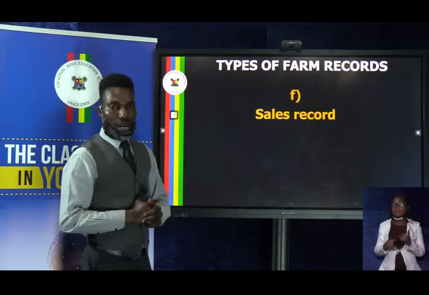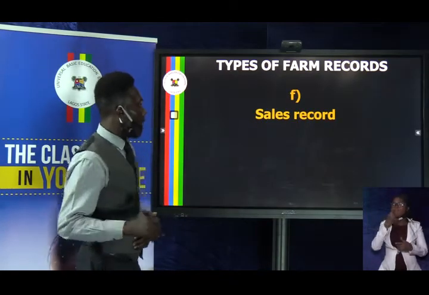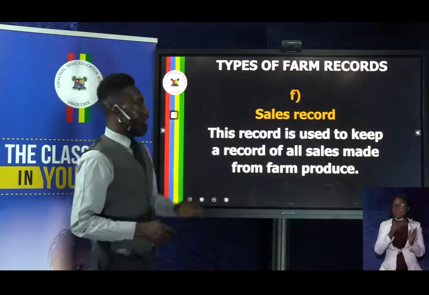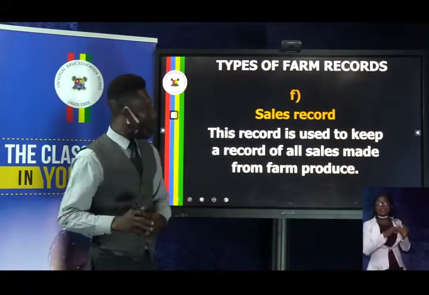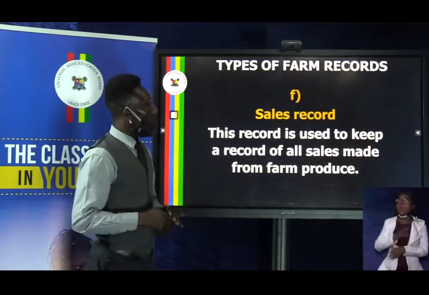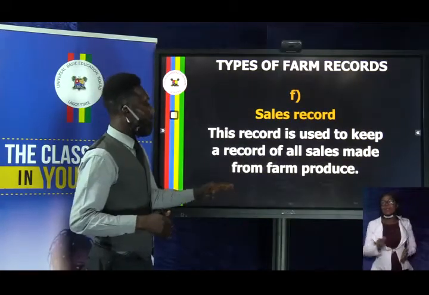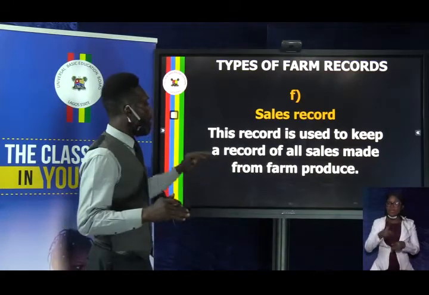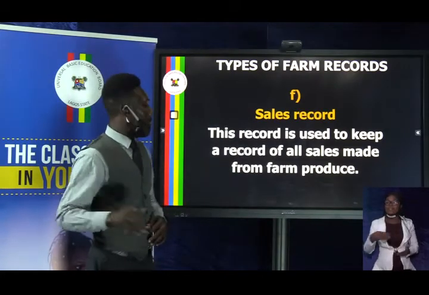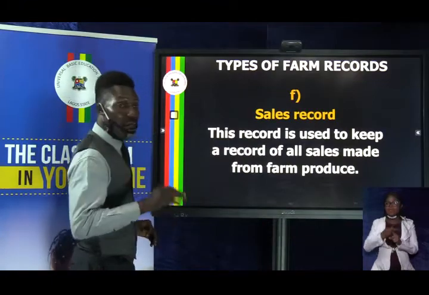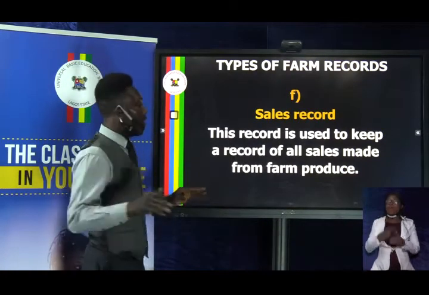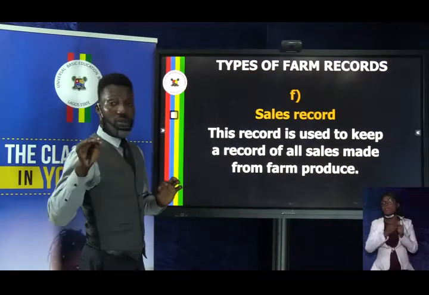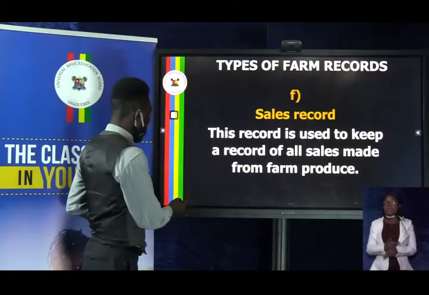Next is sales record. What do we use sales record for? This record is used to keep a record of all sales made from farm produce. Whatever you have sold on the farm, you record it there.